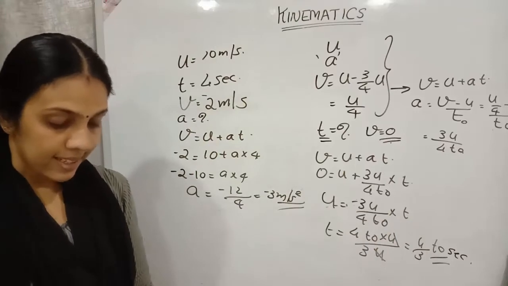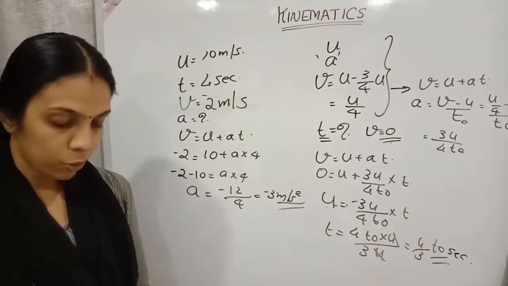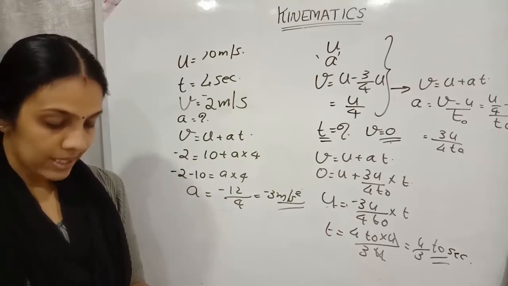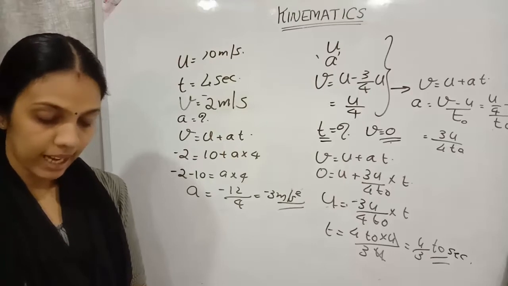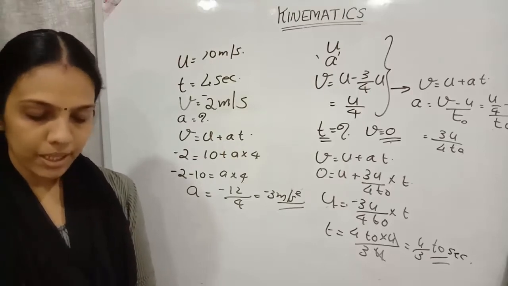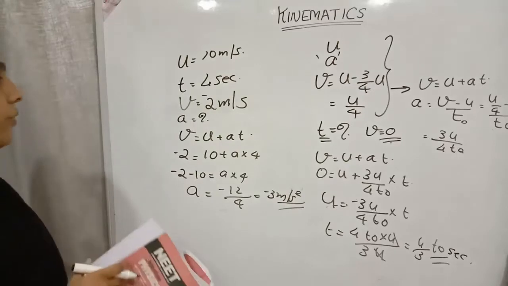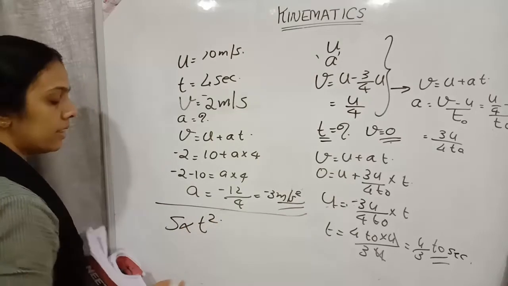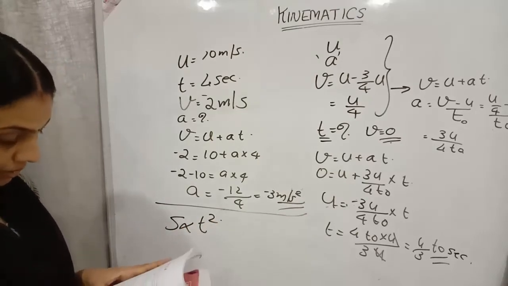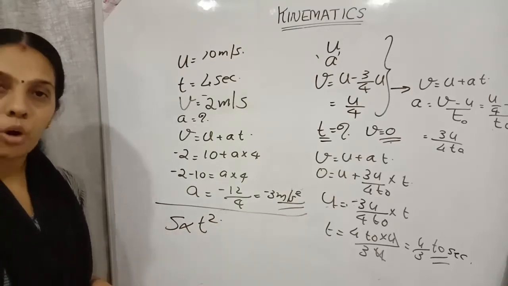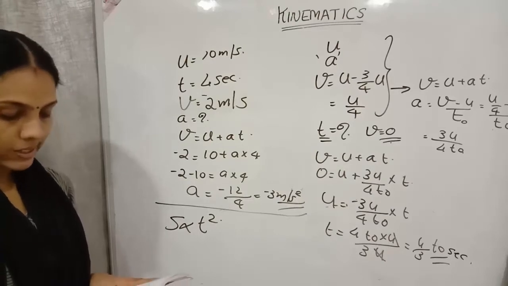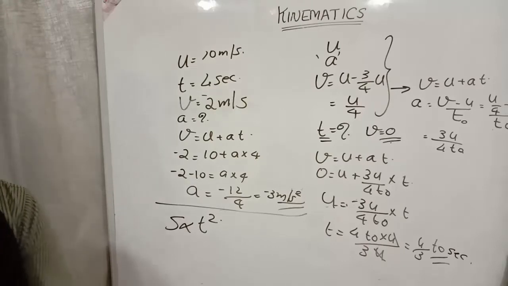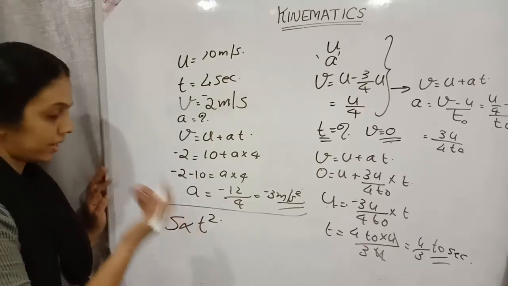Next is the distance travelled by a particle is proportional to the square of time. Then what acceleration does the particle travel with? The distance is proportional to t square. Does the particle travel with uniform acceleration or uniform velocity? So we will find out whether it is moving with uniform velocity or uniform acceleration.